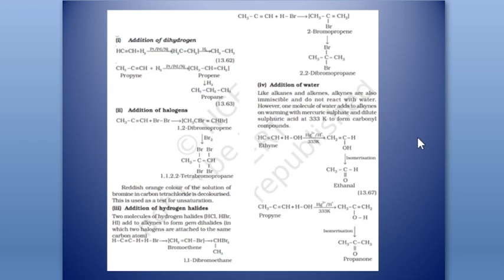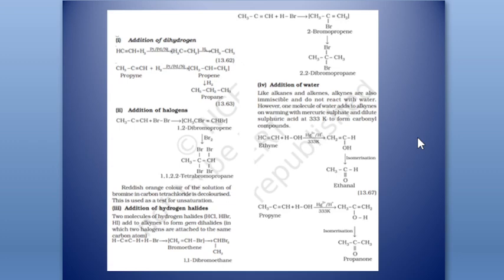The addition of halogens into ethyne will produce a tetrabromo compound, dibromo and tetrabromo compound. The addition of hydrogen halide will produce a dibromo compound, dibromo alkane. The addition of water will produce ethanal, aldehyde and ketone in this compound.